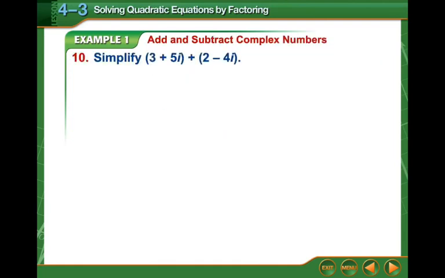Now this one wants us to simplify this. All that means is we're going to combine the real parts and combine the imaginary parts. It's just like combining 2x plus 1 minus x. You can combine the 2x and the x, but you can't combine the 1 with any parts of that. So we're going to combine the real parts together and the imaginary parts together. So the real here, imaginary here.